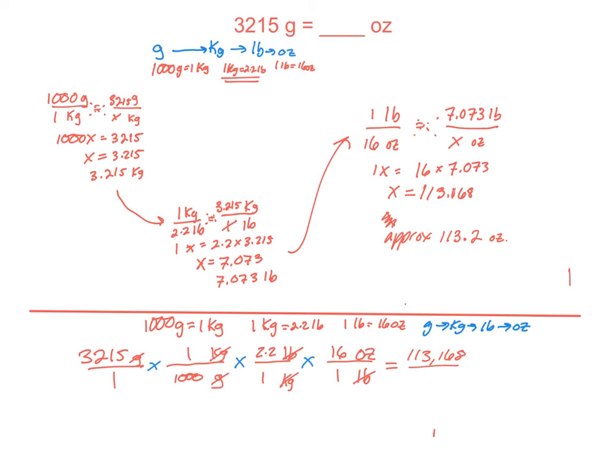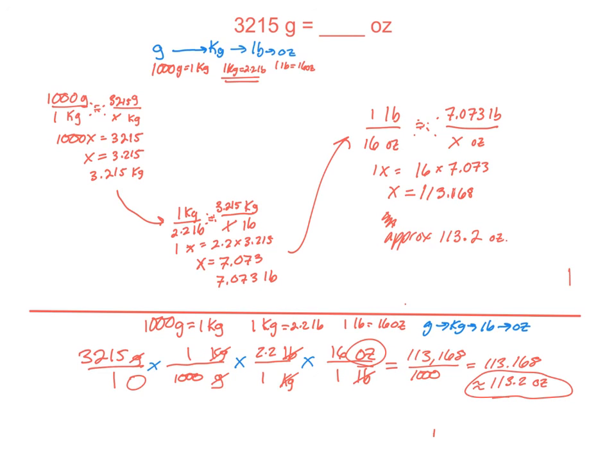And when you multiply 1 times 1,000, you get 1,000. And when you simplify that, you're going to get 113.168, which again, we're going to round to the tenths place, about 113.2. And the unit here is our last one that we converted to, which was ounces. And we have no unit in the denominator, right? There's no unit in the denominator.